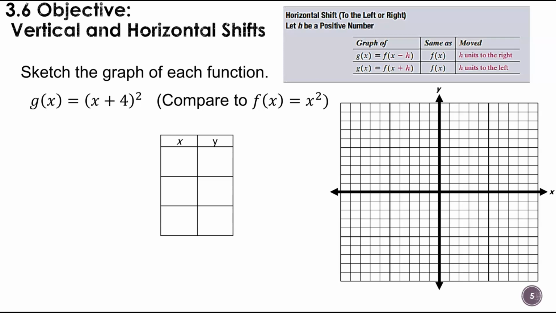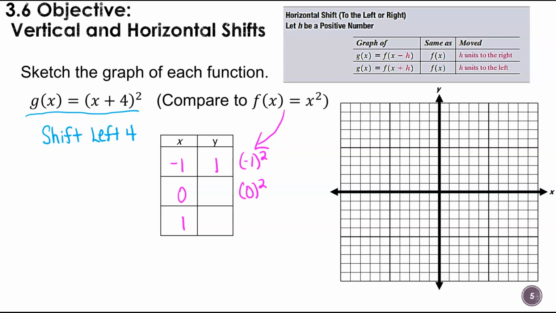Our g of x function, let me go back to my blue, is telling us that we're going to shift left 4, right? Because we have to look at the 4 as originally negative, so it's going to shift to the left. Now we are still making our original from our common graph. I'm using -1, 0, and 1 for this. So -1 squared is 1, and 0 squared is 0.